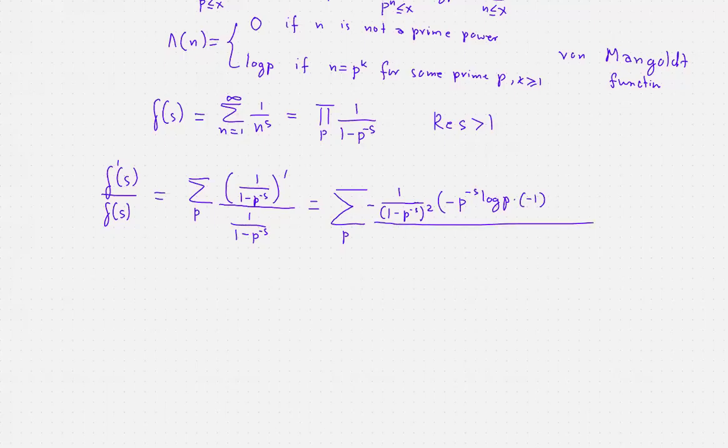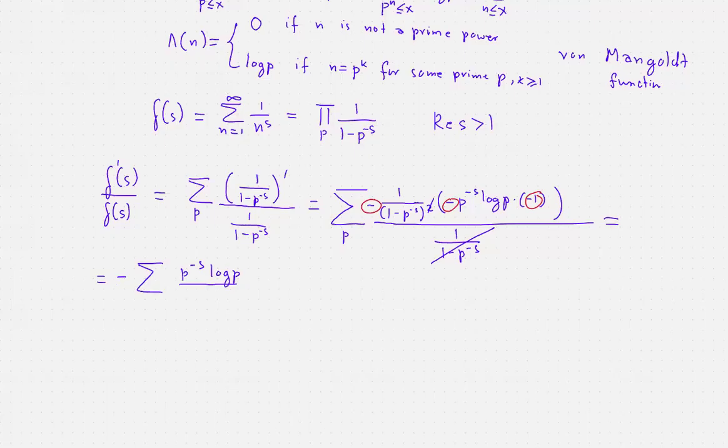So obviously there is a cancellation between this and the square. And we should count to see that we have 3 negative signs here. So it's 1, 2, 3. So all of them multiply out to give us a negative sign. And we have the sum of p to the negative s times log p over 1 minus p to the negative s. And this is over all prime numbers.